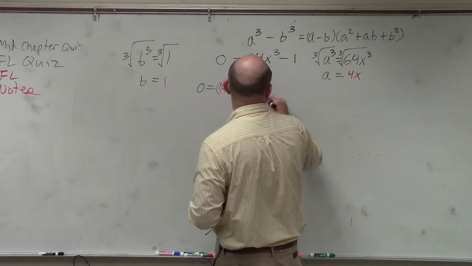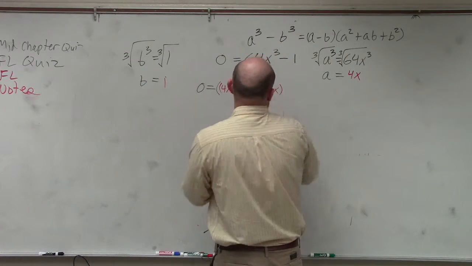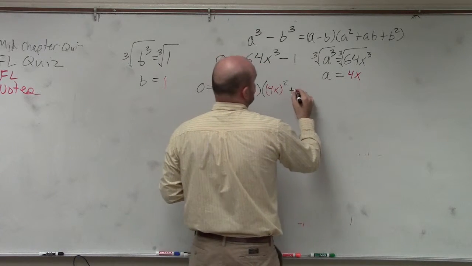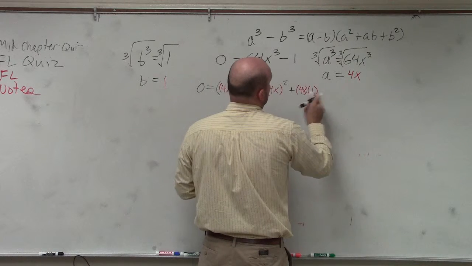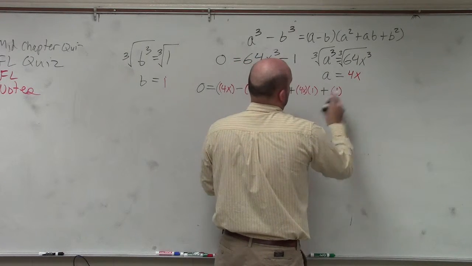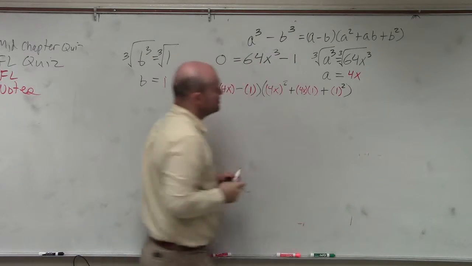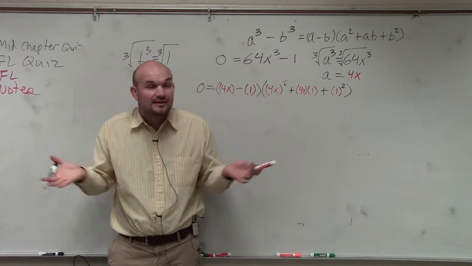So therefore, that's times a squared. So that's going to be 4x squared plus a times b plus b squared. Does everybody see how I just plugged in a and b? Does everybody see that? Now we just go ahead and simplify.